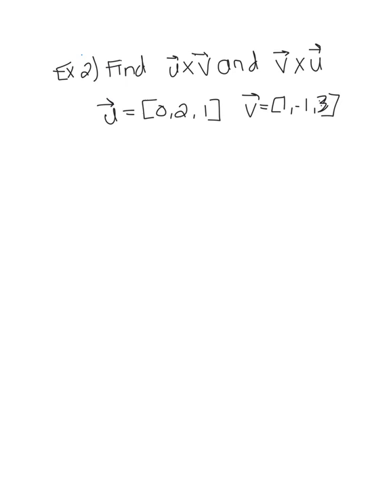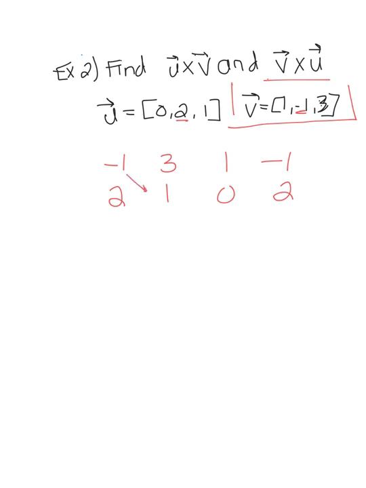So in this last example here, we are finding u cross v and v cross u. So I'm not necessarily going to calculate both of these. I do want to calculate v cross u just because that's not normally what we do. So this time we are going to be starting with vector v and the second component. So negative 1, 3, 1, negative 1. And now the second component of u, 2, 1, 0, 2. I am going to be calculating my cross product like normal.